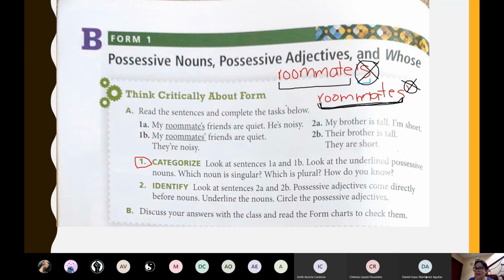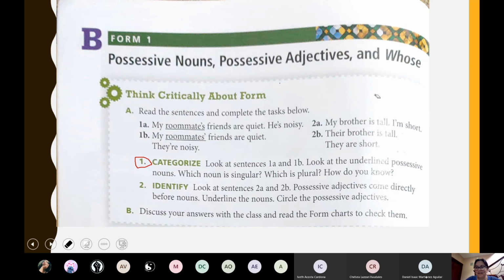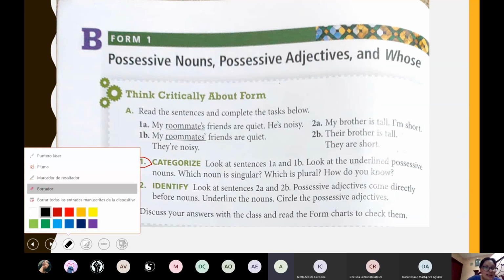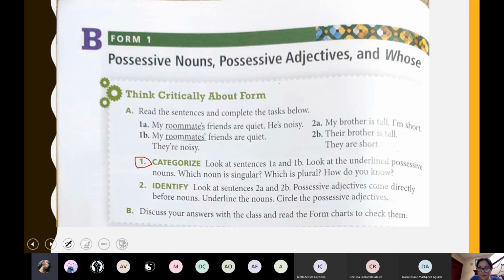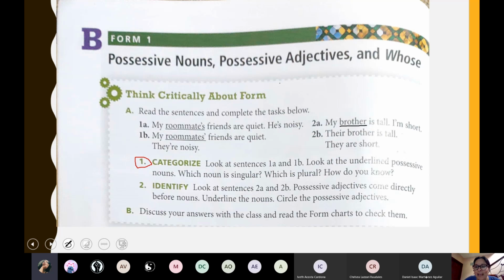So in 2A, which one is the noun? Which one is the noun in 2A? My brother is tall, I'm short. In that sentence, brother is the noun, so we are going to underline the noun. If brother is the noun, which one is the possessive adjective? What do we have before brother? My. Okay. So my is the possessive adjective and brother is the noun. Why is my possessive? Because I am saying it's my brother, not yours. My brother. Okay? So that is a possessive adjective. It's describing to whom the brother belongs.